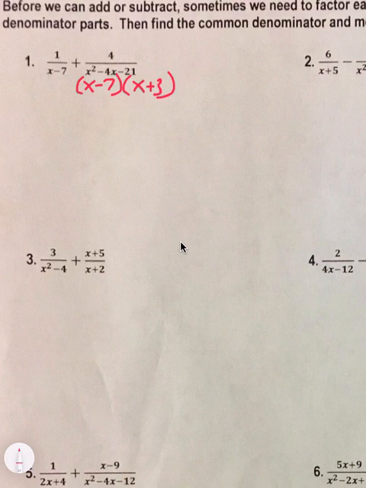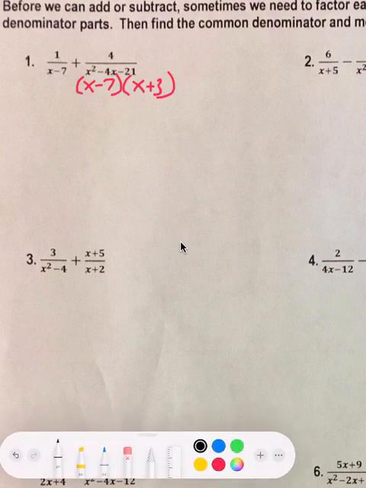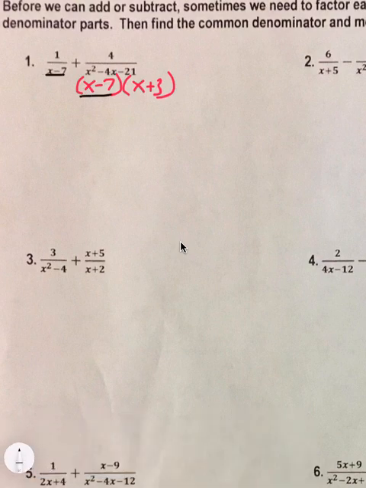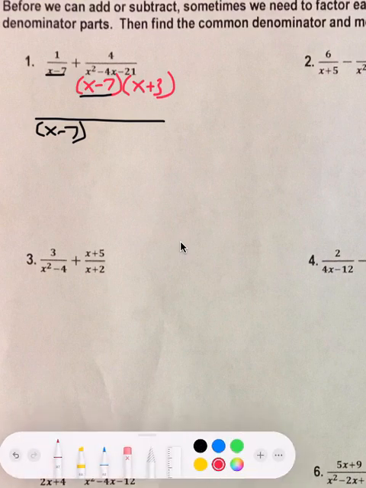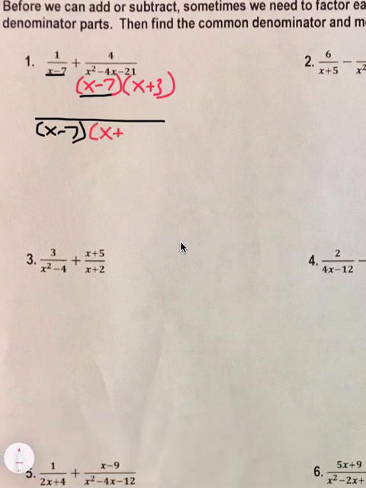Now, when we are picking our common denominator, first, we look and see what do they have in common. So this has an x minus 7 and this has an x minus 7. So we only need to list that one time. If both things we're adding or subtracting have one part that's the same, leave it. And then we also have to put in anything else that's different. So the x plus 3 is only with one of them, but we need to include that as part of our common denominator because the common denominator includes everything.